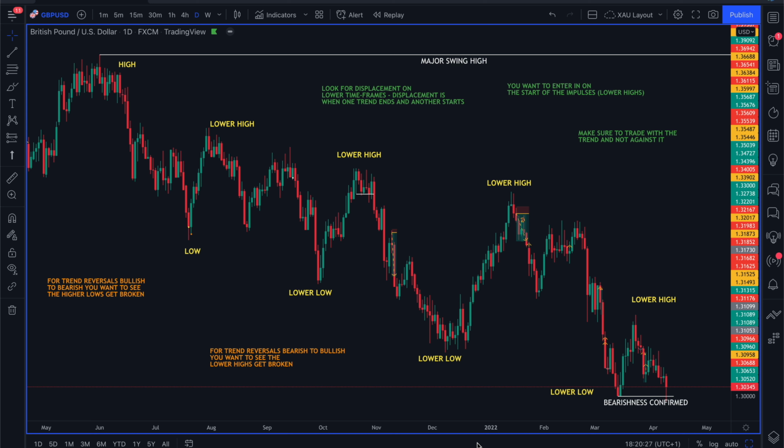So on screen at the moment, we do have the Great British Pound to the USD here. As we can see, price has formed clear bearish structure throughout. Ever since the 31st of May 2021, we have seen a change in previous bullish structure, now moving to clear bearish structure. Why? Well, because we have had lower highs and lower lows set in the market. This is on the higher time frame structure.